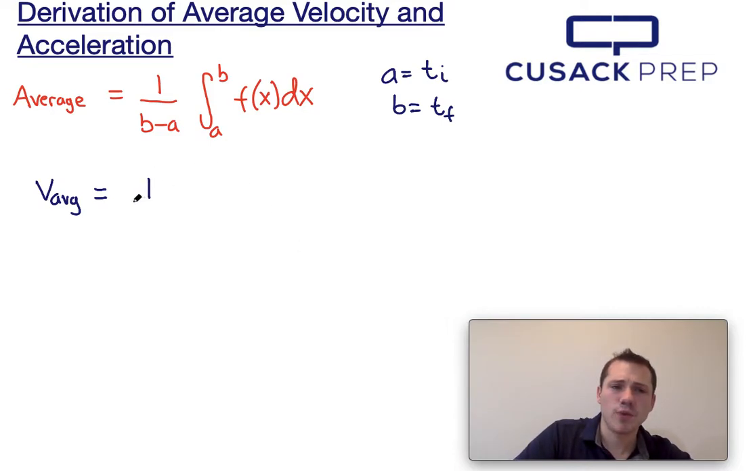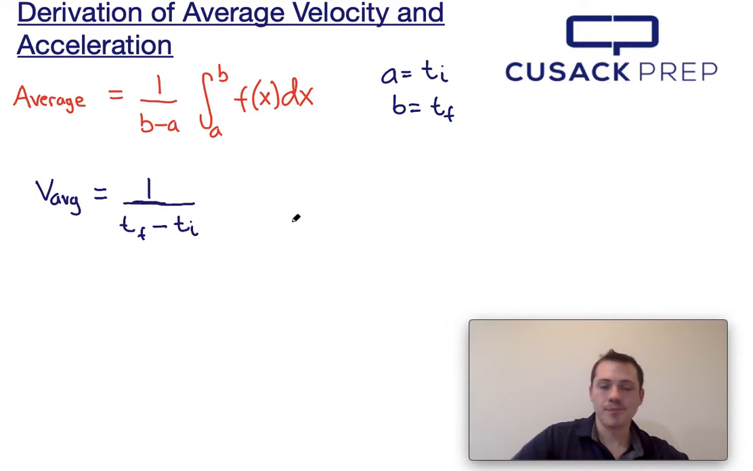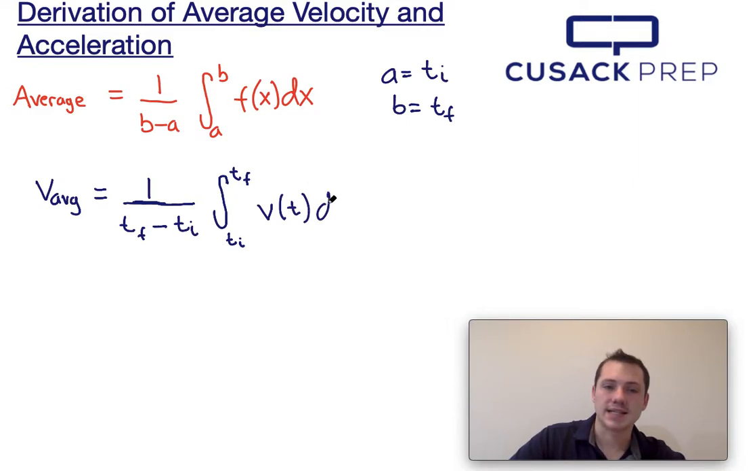So then instead of 1 over B minus A, this is going to be 1 over t final minus t initial. All right, and then we're going to evaluate this integral from t initial to t final of f of x. Since we're trying to figure out the average velocity, f of x is going to be our velocity, a function with respect to time, and then dx is just going to be dt.